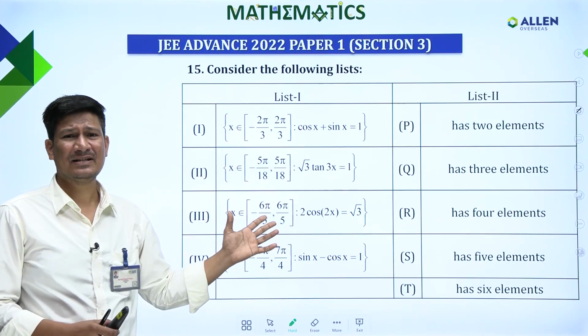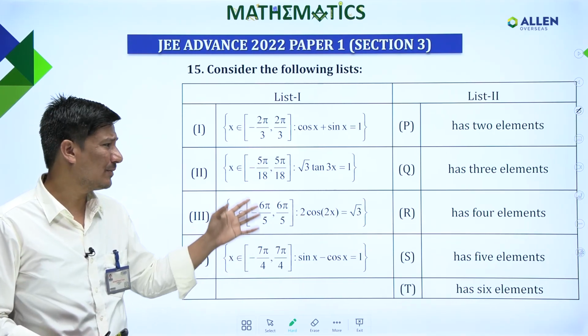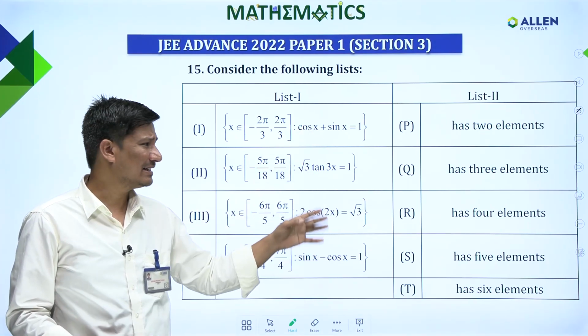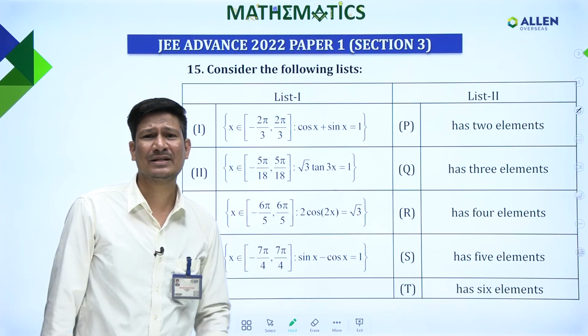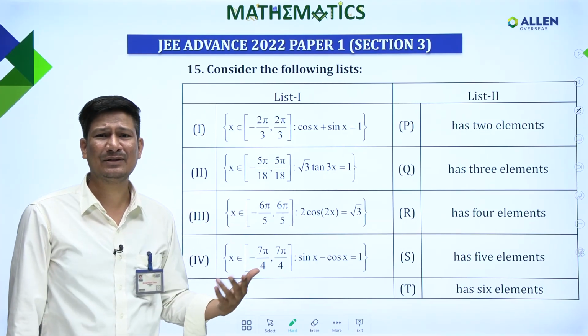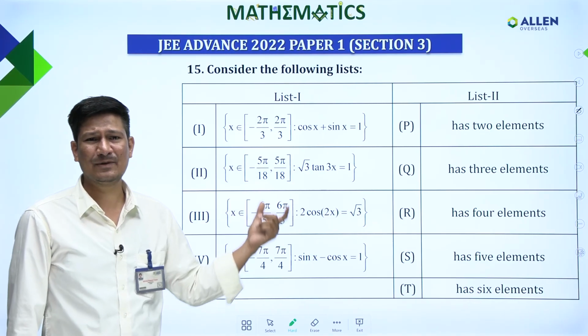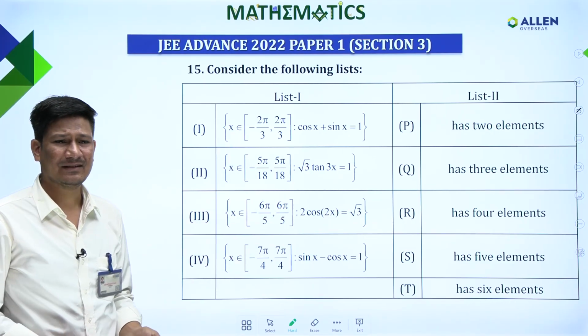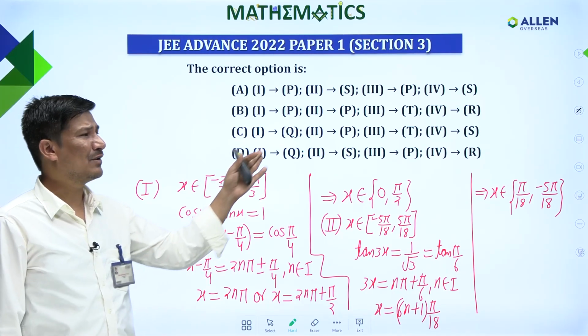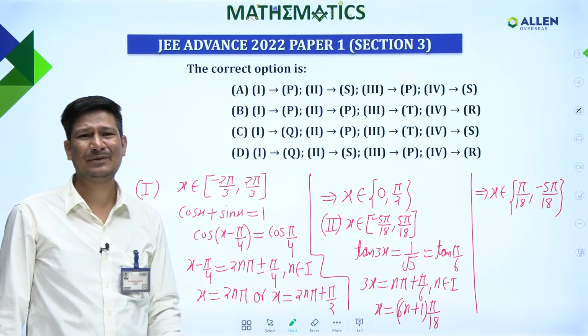In list 1, some intervals of x and some trigonometric equations are given to us. And in list 2, we have written their corresponding solutions, whether they have 2 elements or 3 elements in their solution set. So let's solve the options one by one, bachcho. We have to check the options, and after that we will easily be able to solve the question.